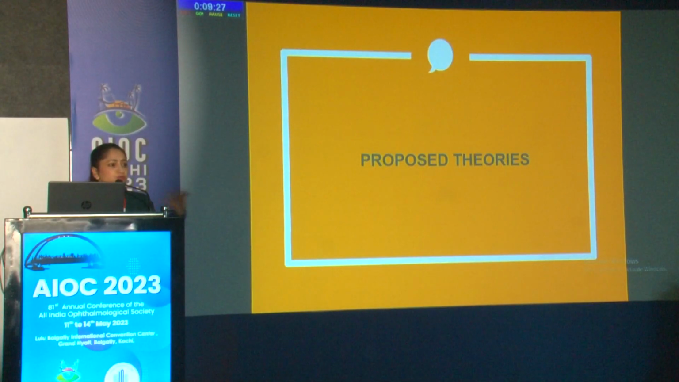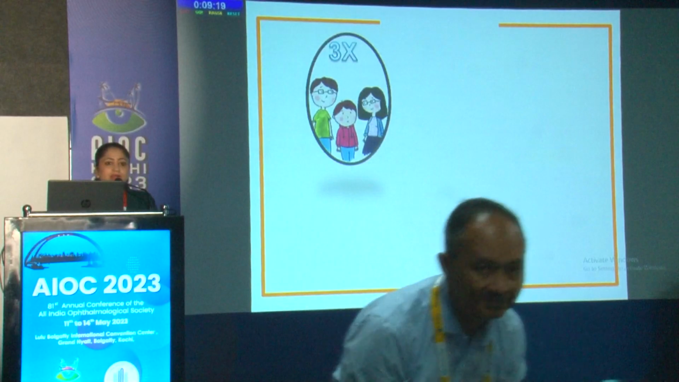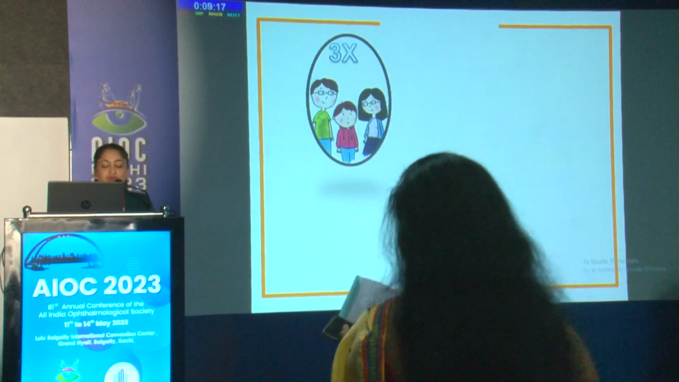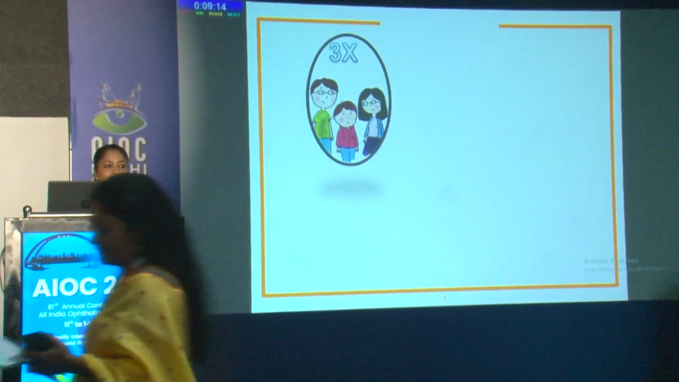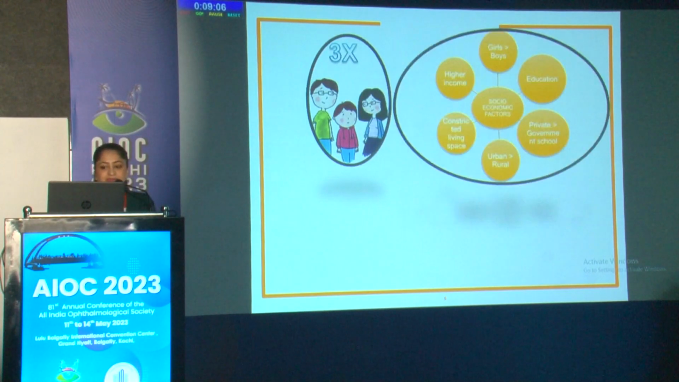Now, what are the various proposed theories? The first one being genetic inheritance, although various other genes are also postulated to play a role. But parental inheritance is one of the most important things that we need to take care of when the patient is walking into our clinic. So if both parents have glasses, the chances of the child getting myopia is about 3 times.